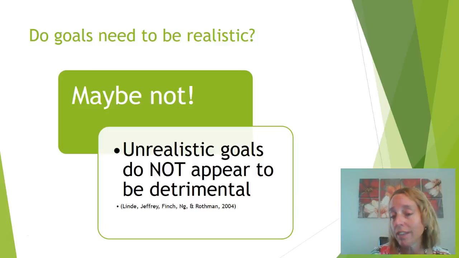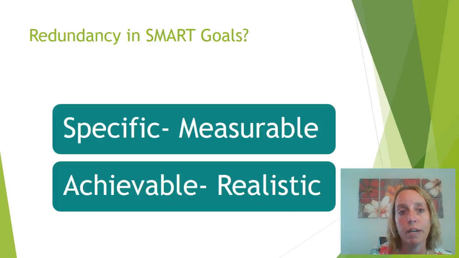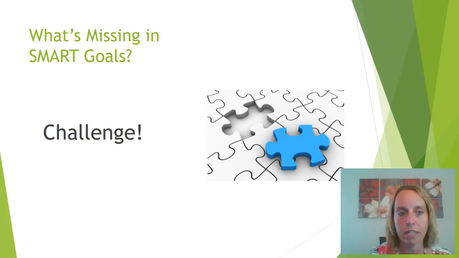So some research says absolutely it does, and other research says no, not so much. So I guess this is really questionable of whether that needs to be an important part of the goals that we set. In addition, there's some redundancy in the SMART goals. To me, the specific and measurable, those are both important characteristics, but I don't know that they warrant two different components. Achievable, realistic, again, we're in that same arena where they're very similar and redundant in a sense.